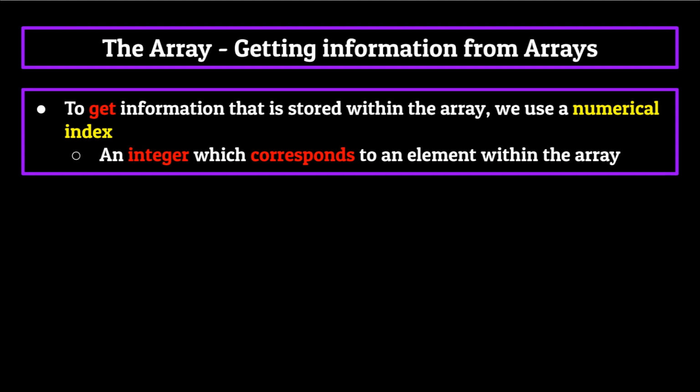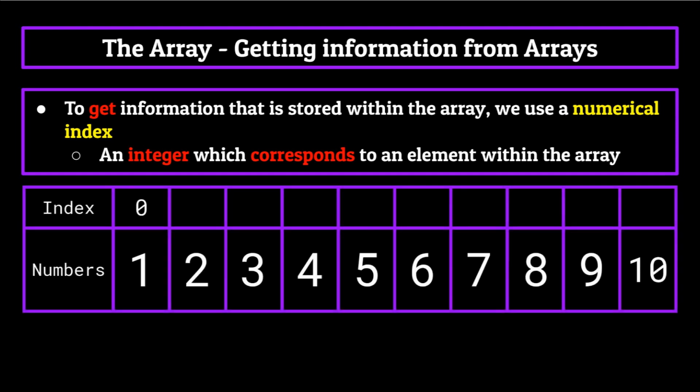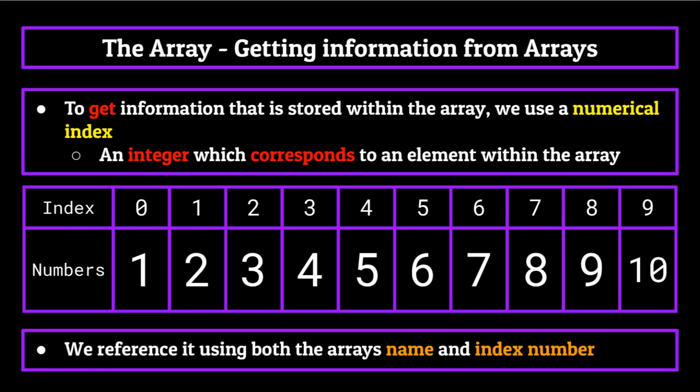Now, the most important thing to know about indexes is that for a certain array, they begin at 0 instead of 1. So if we have an array of 10 elements, the first index would actually be index 0, the second would be index 1, and so on. Now, to retrieve information from an element within the array, you do so by referencing it using both the array's name and the index number of the element you wish to retrieve.